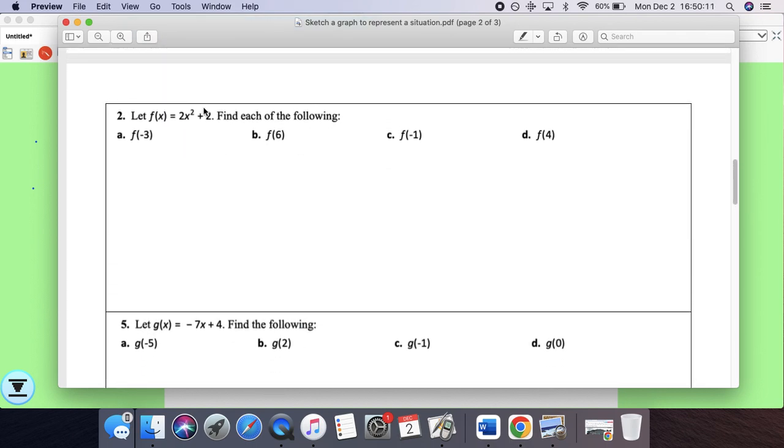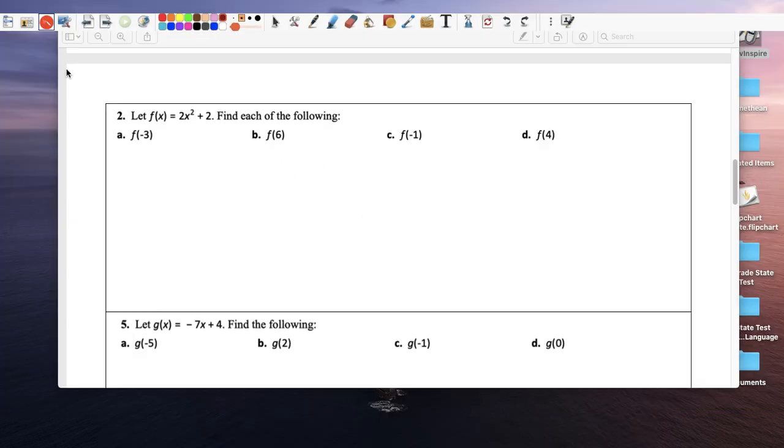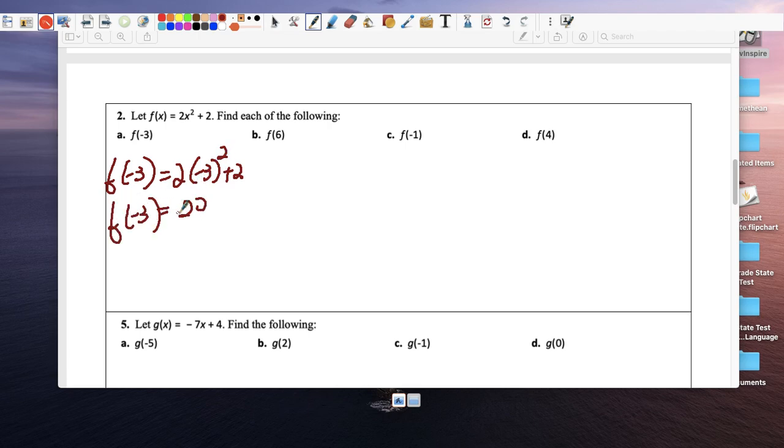So here we have function notation that I want you to practice a little bit more. If you want to use a calculator, what is the value of this function f at -3? So f of -3. When it's -3, you plug it in: 2 times -3 to the second power plus 2. That's 18 plus 2, so f of -3 is 20.